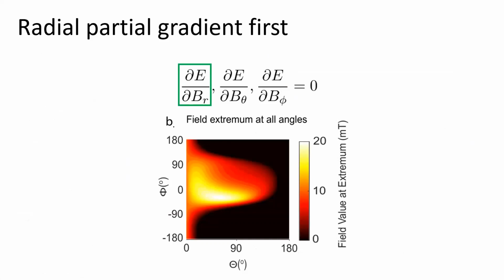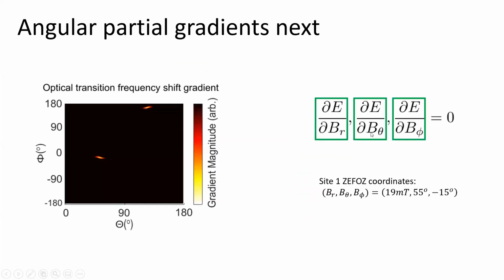So at a whole series of different angles, you can see there are lots of angles for which there is no positive field you can apply that creates an extrema in your energy change. But there are a number of angles for which you do meet this first condition of an optical clock transition. Now, let's worry about the other two gradients.